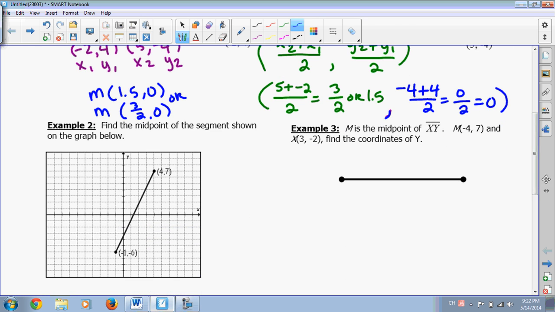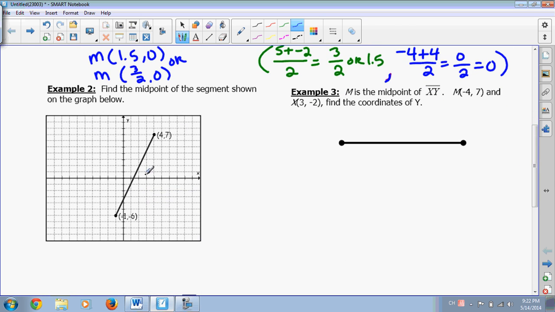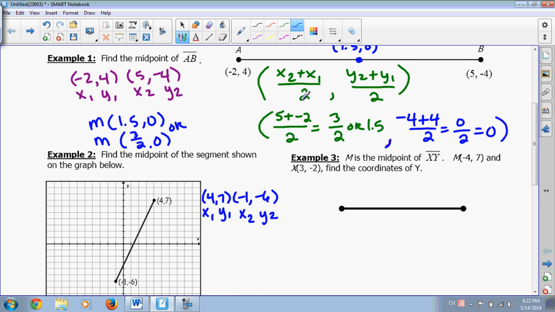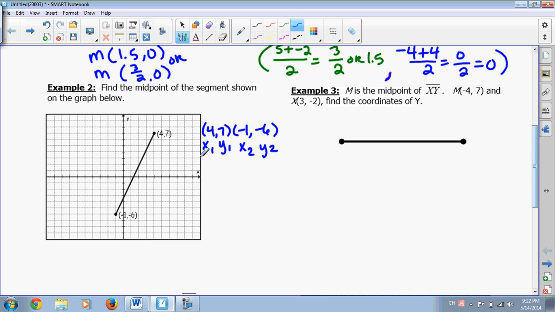Okay, let's try example number 2. All right, (4, 7) and (-1, -6). Well, in this case, 4 is going to be our x1, 7 is going to be our y1, -1 is going to be our x2, and -6 is going to be our y2. So let's go ahead and do x2 plus x1 divided by 2. This will give us our x value for the midpoint, which is going to be somewhere in here.